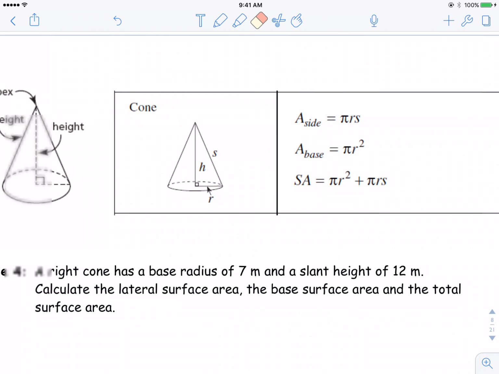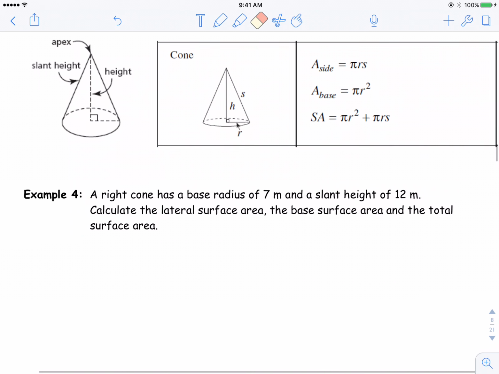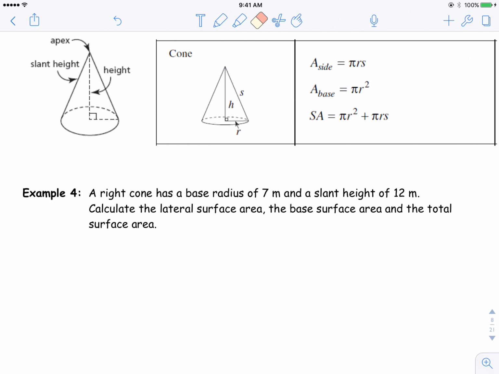Example 4 says a right cone has a base radius of 7 and a slant height of 12. Calculate the lateral surface area, the base surface area, and the total surface area. So this question actually wants us to take this formula, split it up into its individual parts, do the two calculations, and then add the two together. So we do that.